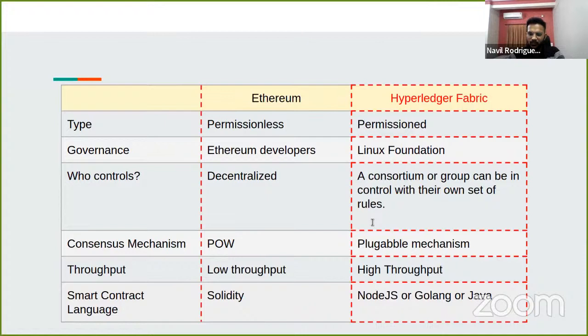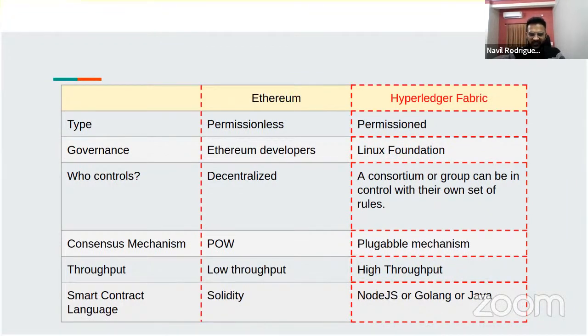So it was decided by the Ethereum developers, and now it is in the migration phase. Whereas Hyperledger Fabric is governed by the Linux Foundation. Coming to the decentralization part, Ethereum is completely decentralized, as anyone can participate in the network. Whereas in Hyperledger Fabric, a consortium or a group which forms a network is the one who controls the network.